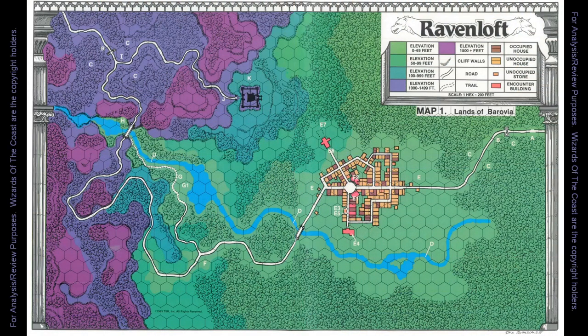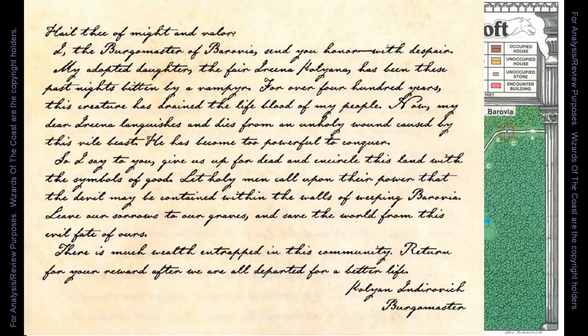Okay, let us go back to the lands of Barovia. After passing the main gates of Barovia, if the player characters were to search the nearby woods, they will find a dead messenger with the displayed letter. This is the burgomaster's original letter. The one that the player characters have is a forgery meant to lure them into Barovia. The burgomaster's original letter basically states that a vampire rules Barovia and that no one should ever enter it.